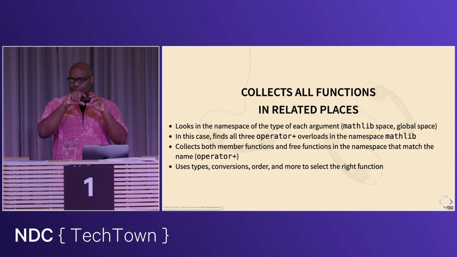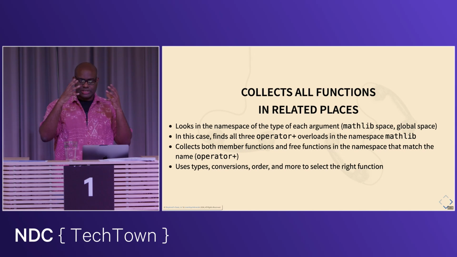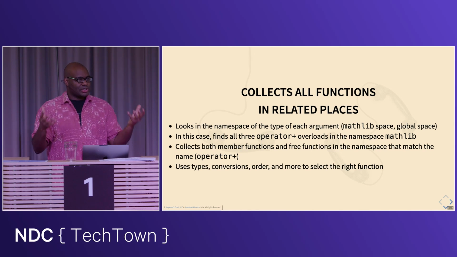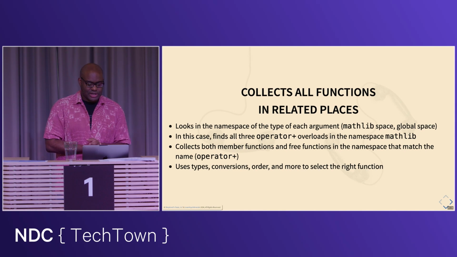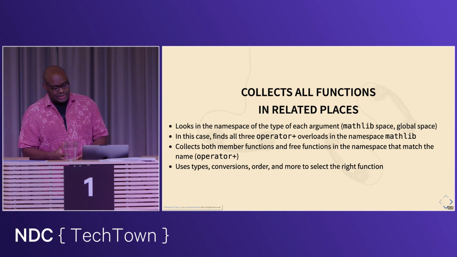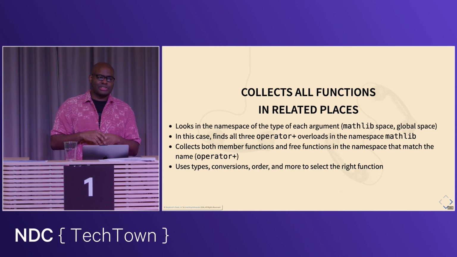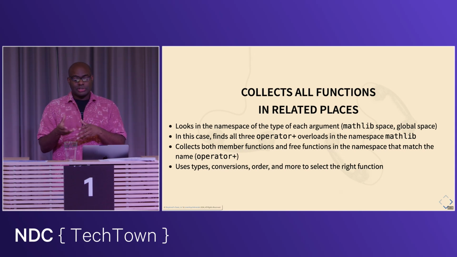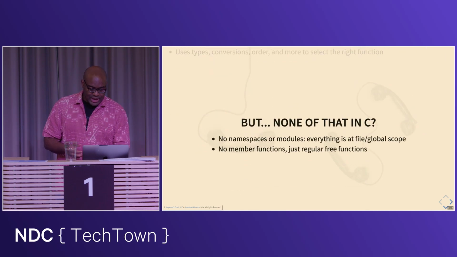And so it finds the member function in the type itself, and then it finds the 2 free functions in mathlib. And so that's the full set of functions that we look at. We've collected all the functions we're interested in, right? And then after that, we use types, conversions, orders, and more, right, to select the right function, right? So in this case, we're adding a vec2 to a float.